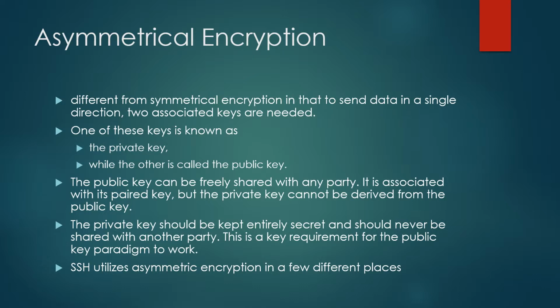SSH utilizes asymmetric encryption in a few different places. During the initial key exchange process used to set up the symmetrical encryption, asymmetrical encryption is used. In this stage, both parties produce temporary key pairs, and exchange the public key in order to produce the shared secret that will be used for symmetrical encryption.